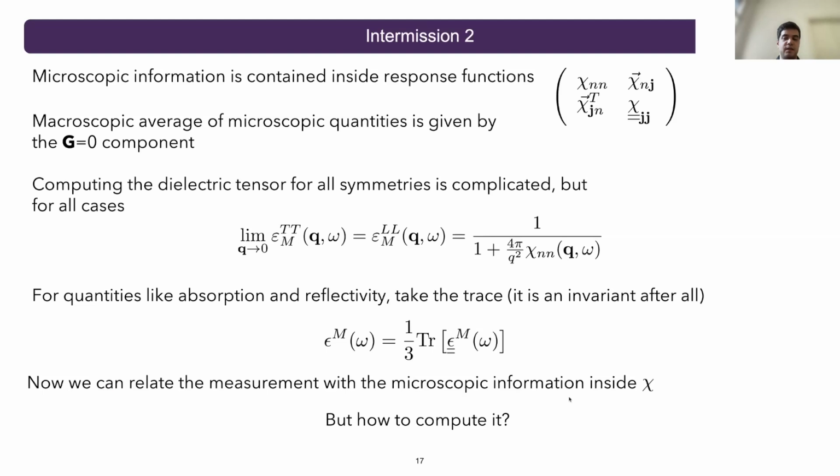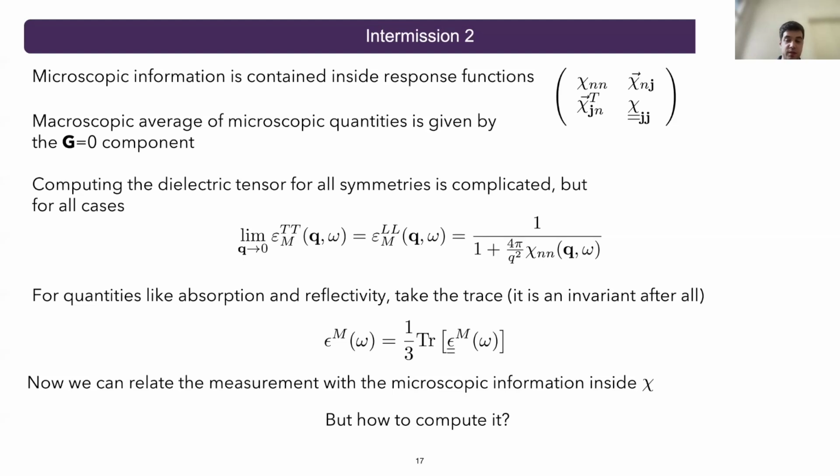Now, we are at the end of the second part of my talk. From this last section, I would like you to keep these conclusions in mind. First of all, that the microscopic information is all inside the response function tensor, and that we can link the microscopic dynamics to the macroscopic average by extracting the component with G equal to 0. For all symmetries in the optical limit, both the transverse and the longitudinal responses are equivalent and can be computed from this relation. And for the cases where you cannot isolate the signal from a specific direction, you should look at the trace of the matrix.